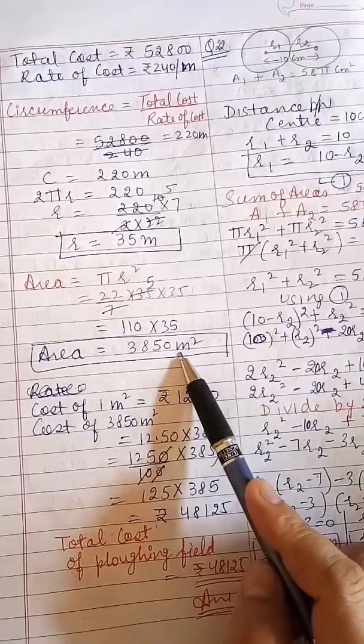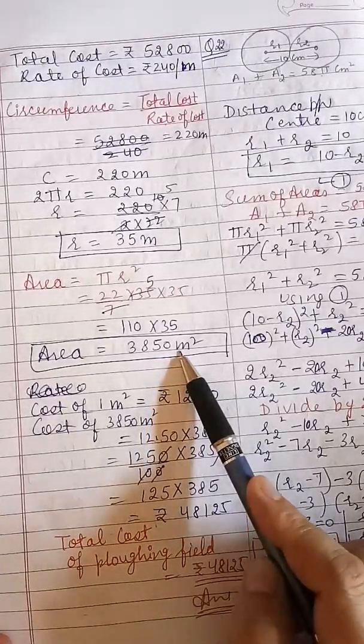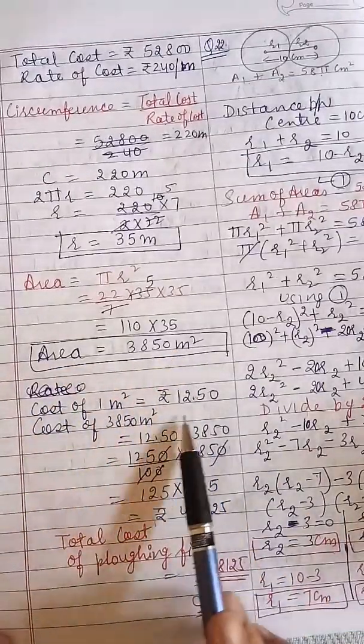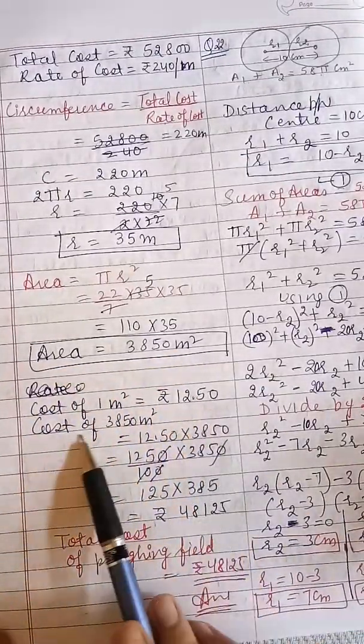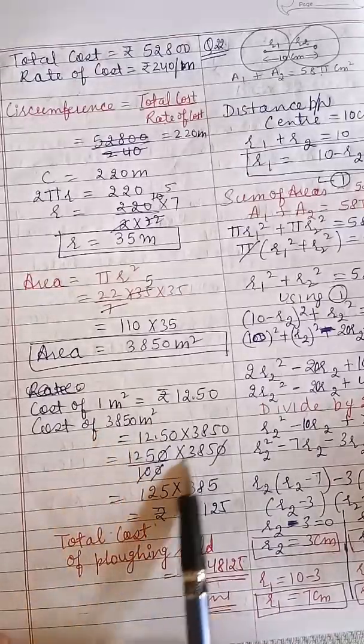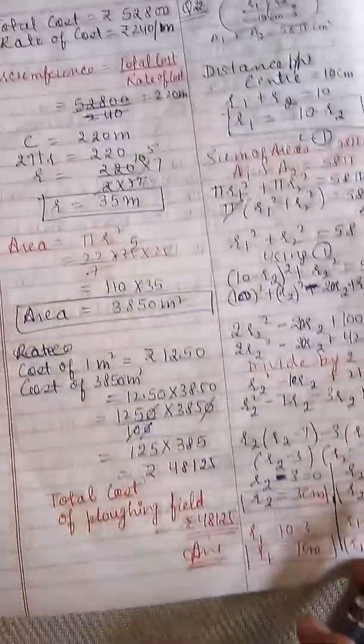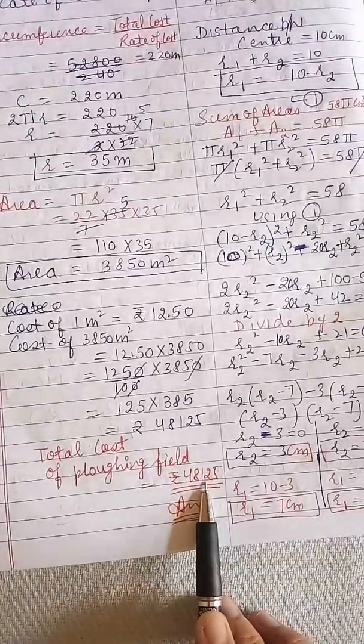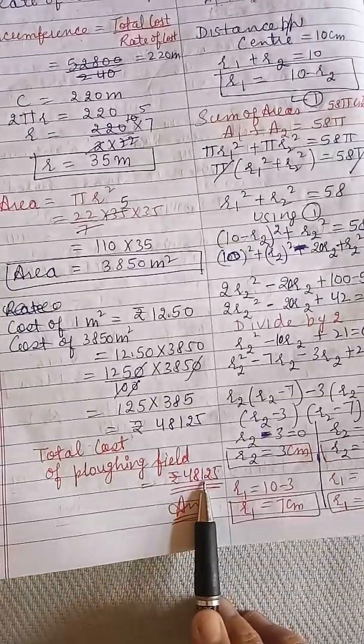Now they are asking you in the question that find the cost of plowing the field. So area already we know, the cost is given 12.50. So cost of this much whole area is just multiply, and afterward we come to know the cost of plowing the field is 48,125.